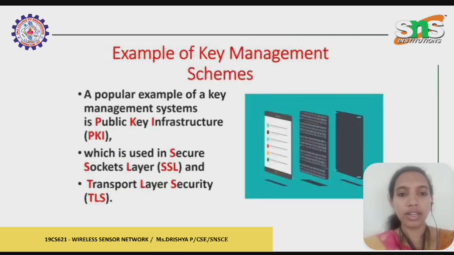There is an example of key management schemes, that is public key infrastructure, PKI. That is a popular example of a key management system, which involves two terms, SSL and TLS. SSL is secure socket layer and TLS is transport layer security. These two help with the key management scheme PKI. The public key infrastructure is used in secure socket layer and transport layer security.